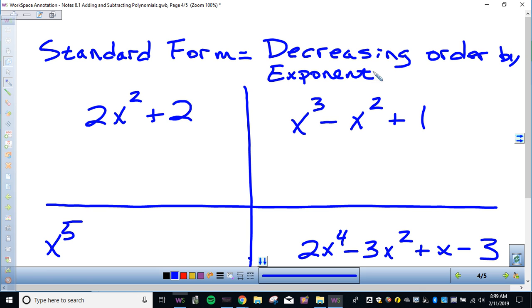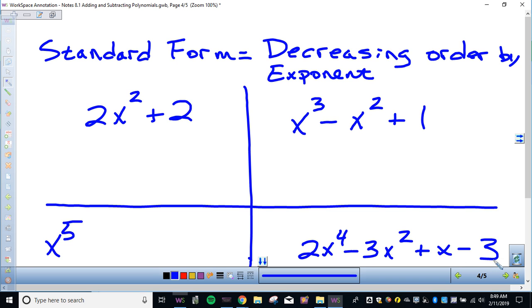So if that doesn't make sense to you, decreasing order by exponent, it's just the highest one, the next highest exponent, and so on, in a way that you understand it. So all of these are in standard form. Highest exponent, next highest, no exponent. Even though we don't have an x cubed, it doesn't matter, it's still in standard form. Just the highest exponent, the next highest, and then the number.